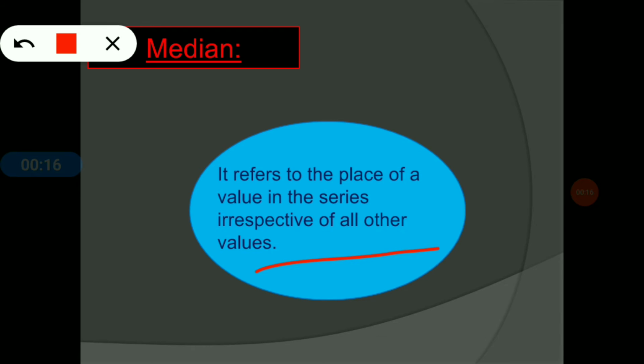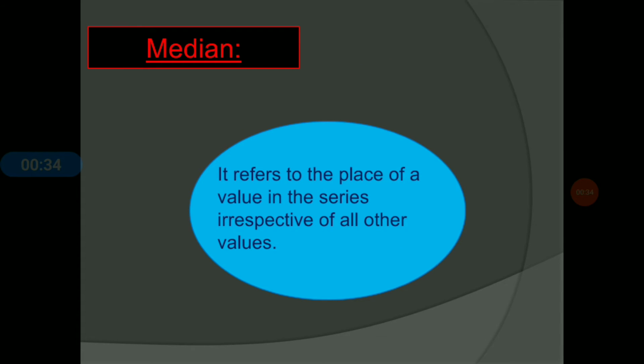It denotes only the place of a value, and it gives us an idea where the central value is located in the data set, and median is basically the middlemost value. Okay, so now going to the next slide.